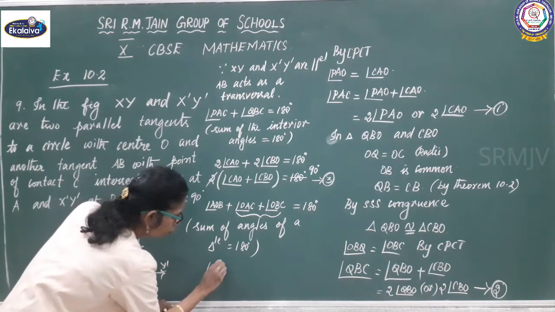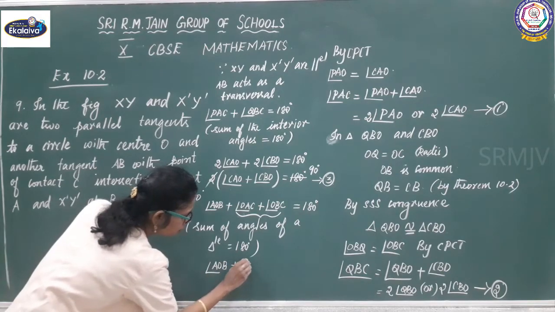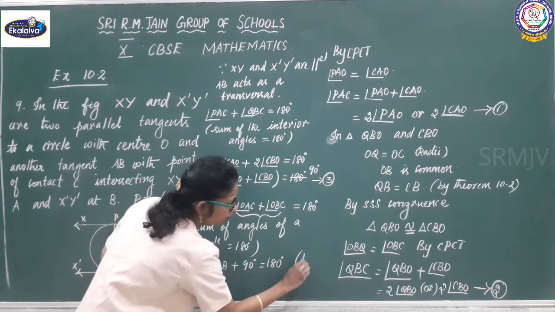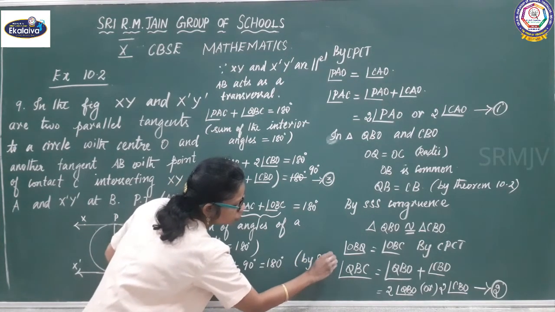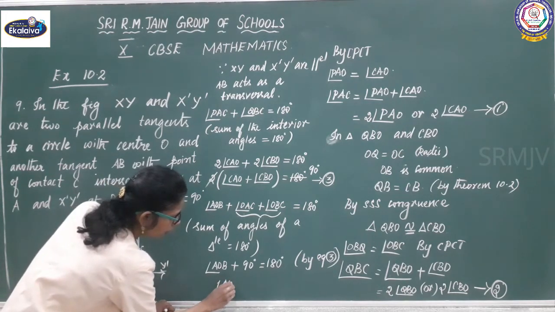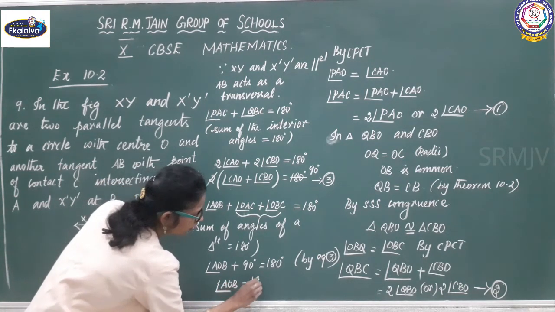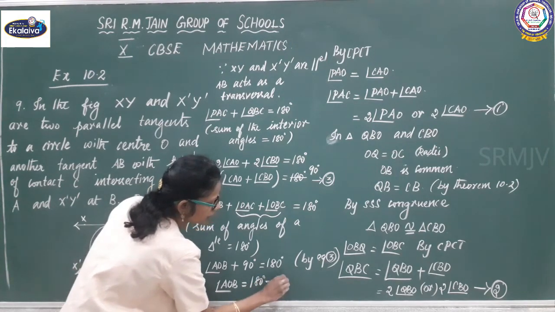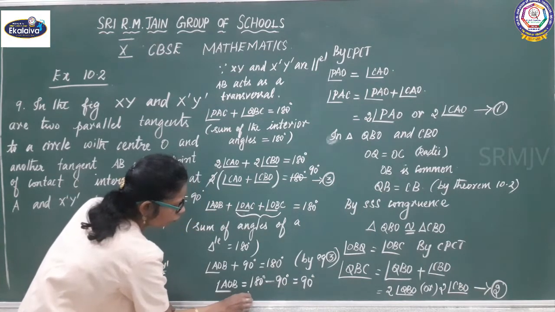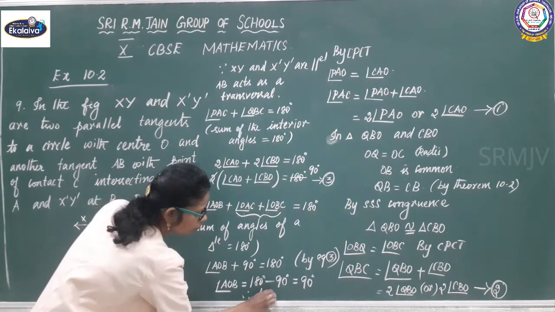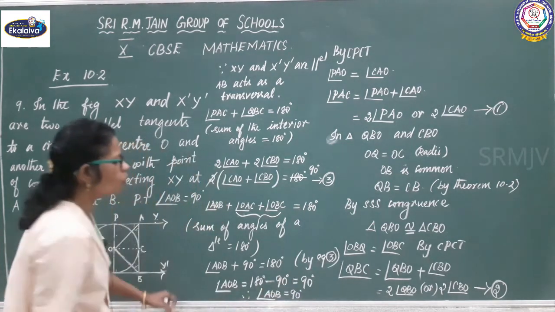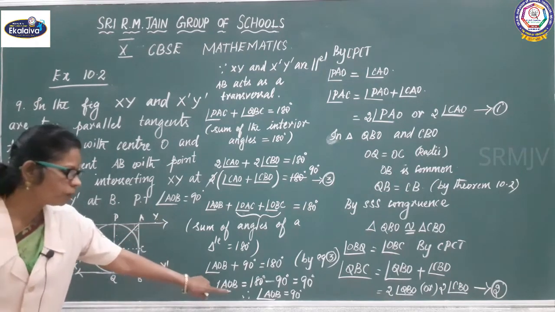Angle AOB plus 90 degree equal to 180 degree by equation 3. Now, angle AOB equal to 180 minus 90, which is equal to 90 degree. Therefore, angle AOB equal to 90 degree. What they are asking to prove, that we proved.